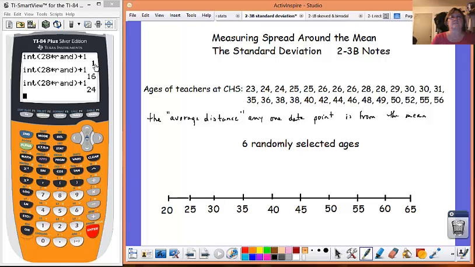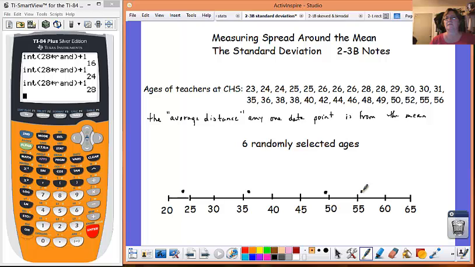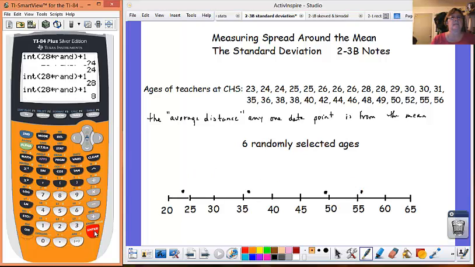And it so happens that the first one I got was the first teacher, who was 23 years old. The 16th age, well, I know that there are 14, so there's 15, 16th is the 36. The 24th, oh, there are 28, 27, 26, 25, 24 is 49 years old. And I need 3 more. I want to get 6 ages here. The 28th, oh, that's the 56-year-old. And one more time, number 8.